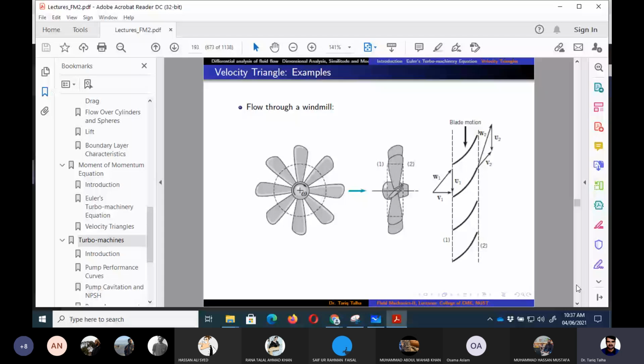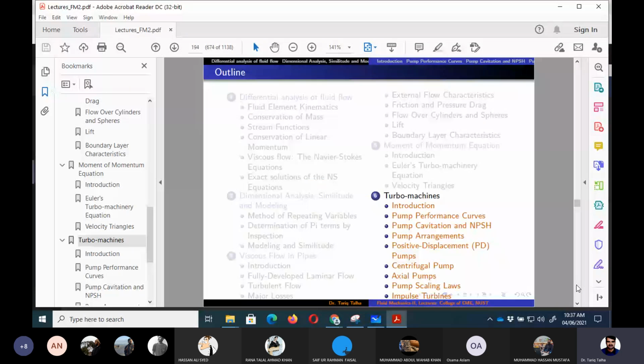So now we will start with the basic introduction of turbo machines. Turbo machines are one type of fluid machines. Fluid machines are the machines which depend upon the interaction of fluid with that particular machine. It can be a pump, it can be a turbine, and turbo machine is one type of fluid machine.